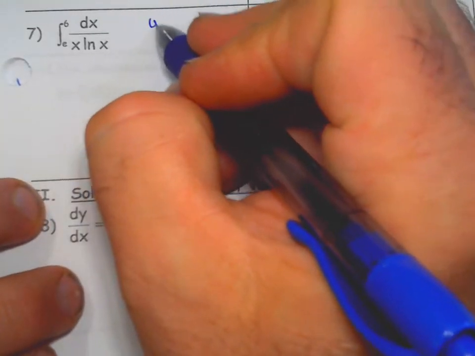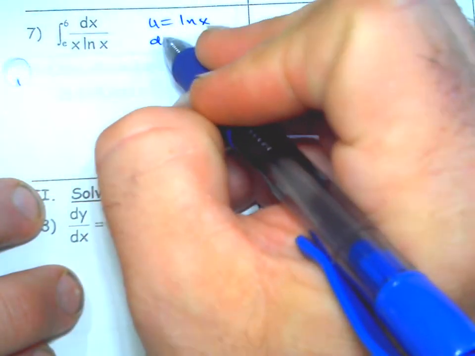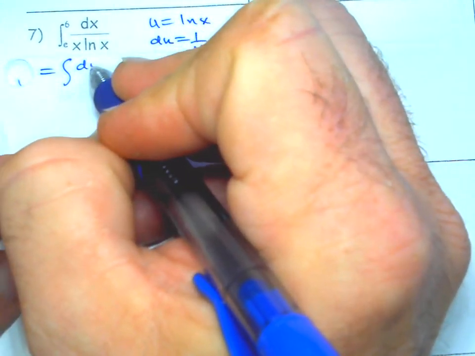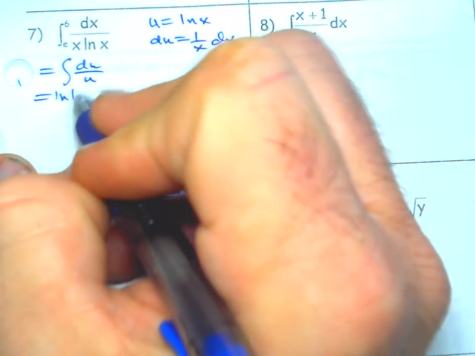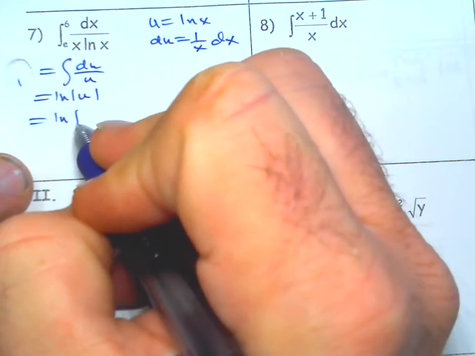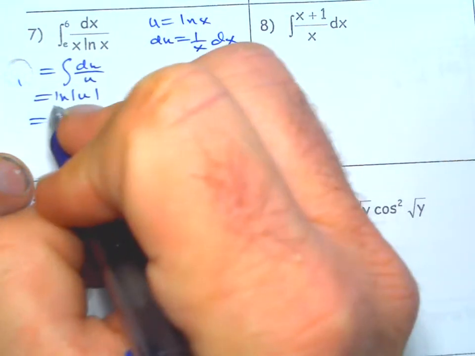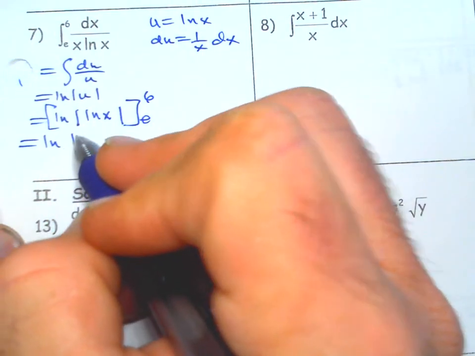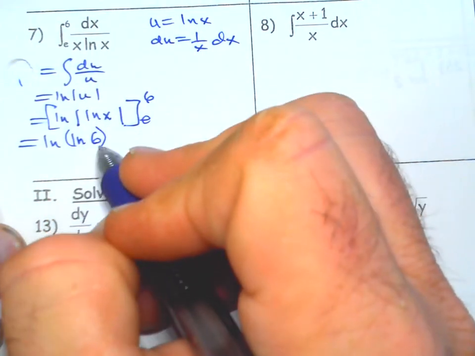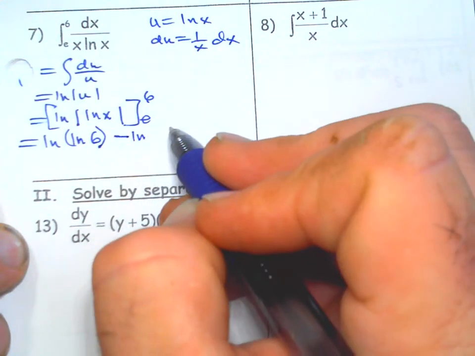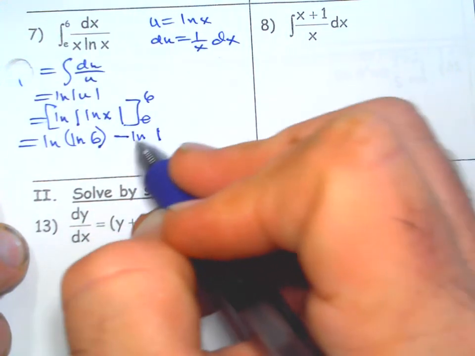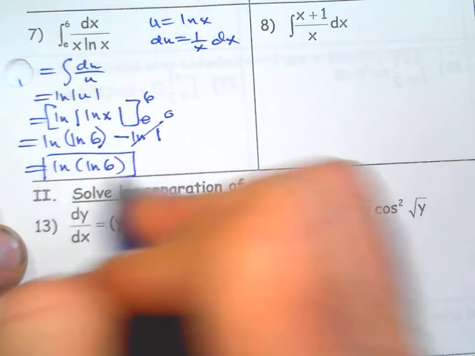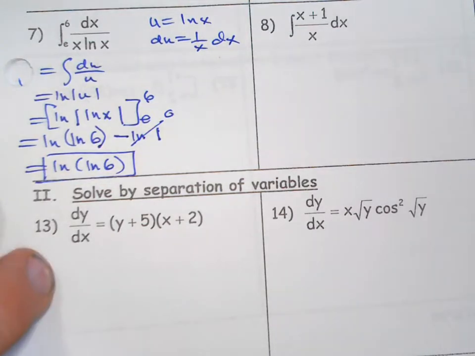Next one, u equals natural log x, du equals 1 over x dx. Perfect. It's going to be du over u. It's going to be natural log of the absolute value of u. It's going to be natural log of the absolute value of natural log of x. Limits e to 6. Now, the natural log of 6 is going to be positive, so we drop the absolute values. The natural log of e is going to be 1, and natural log of 1 is 0, so the final answer is natural log of the natural log of 6. It's not natural log squared.